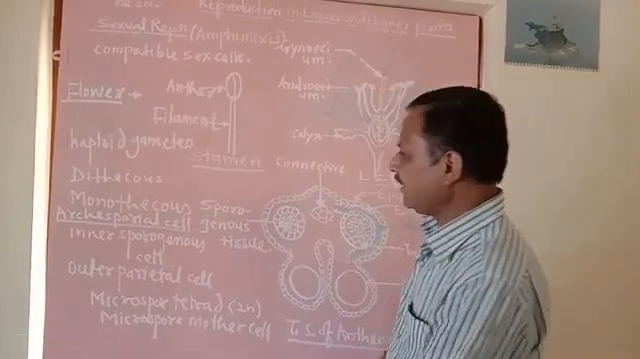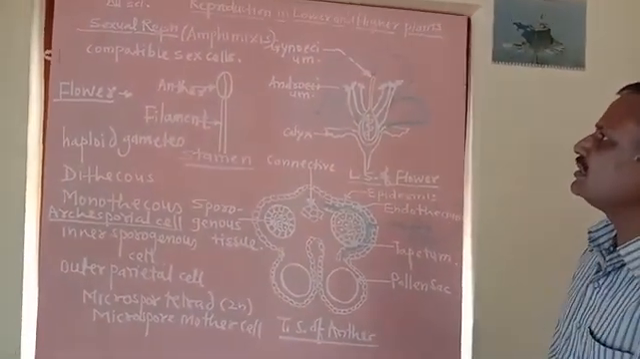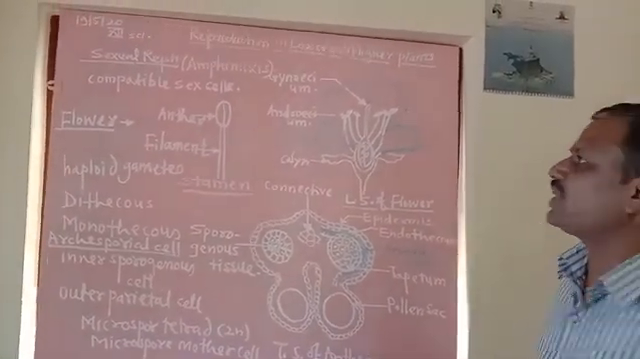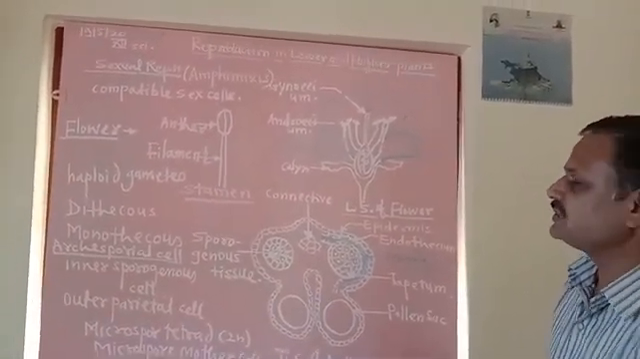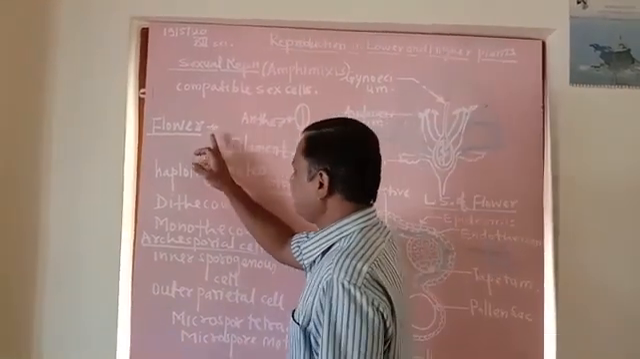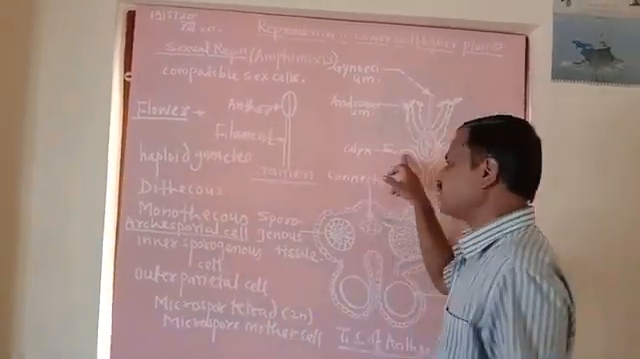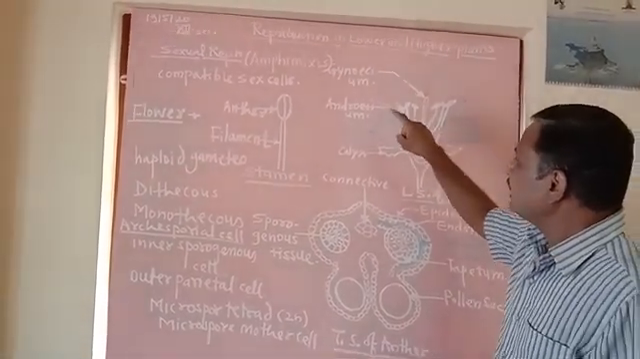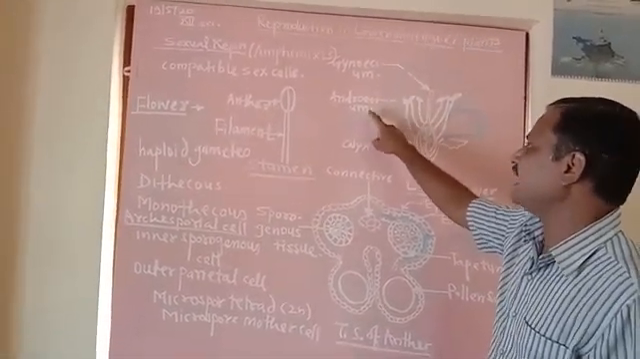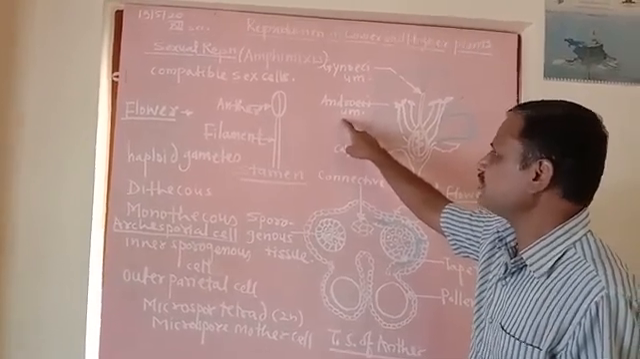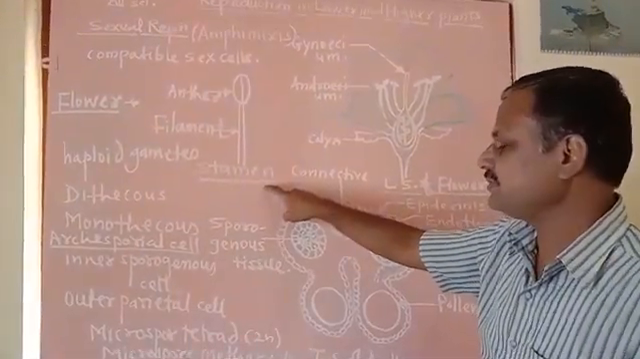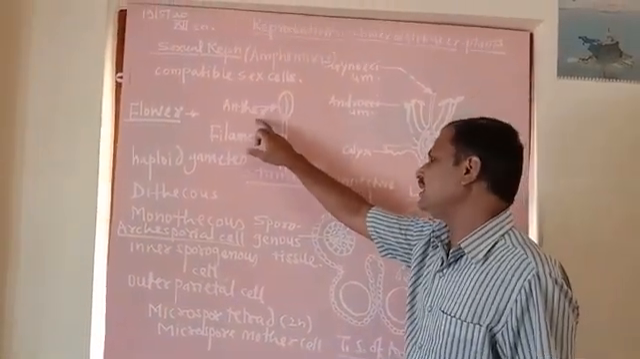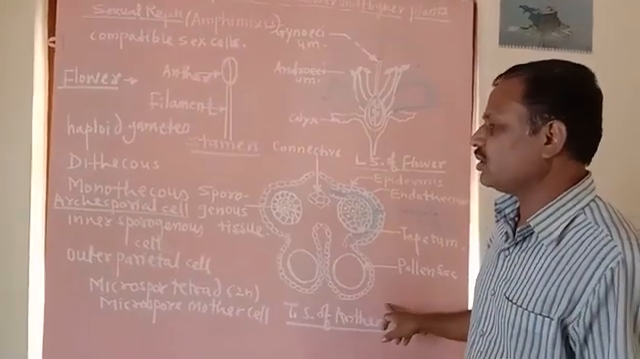Thus, today we have completed the title sexual reproduction, in which we covered the structure of flower, parts of flower, then the reproductive whorl, that is androecium, structure of stamen, and the anther as well as TS of anther.